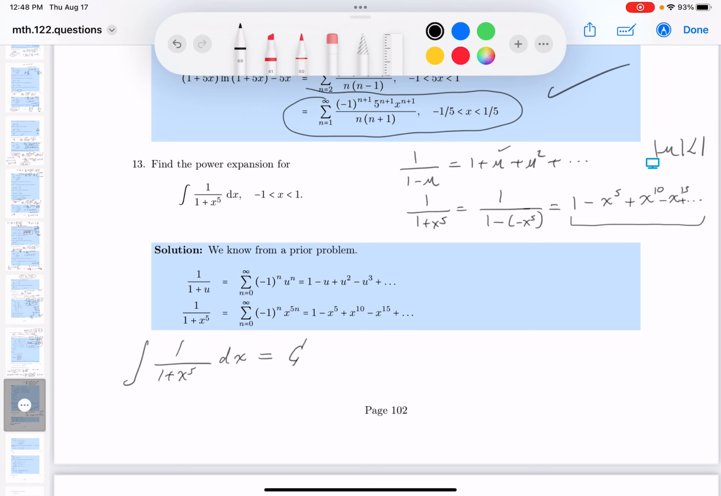Now what do you do over here? Integrate term by term. Let's do that, one term at a time. Integrate the first term, you get x. Then what do you get? Minus x to the 6 over 6. Then what do you get? Plus x to the 11 over 11. Then what do you get? Minus x^16 over 16, plus yada, yada, yada. All right?